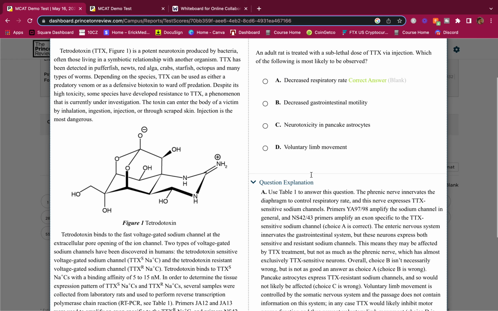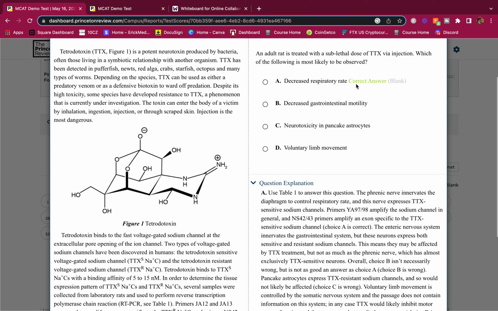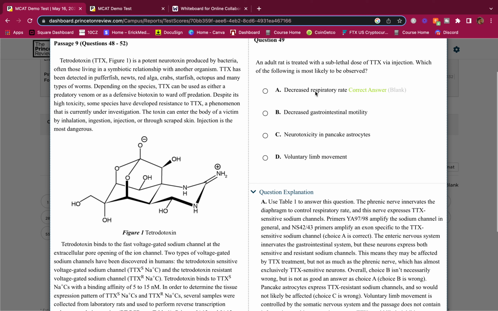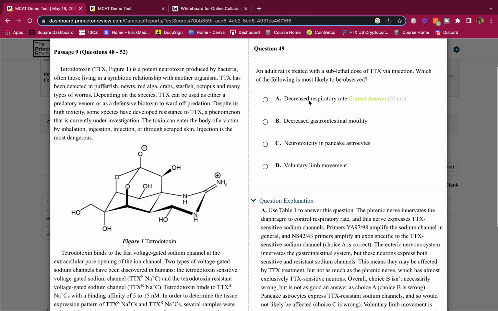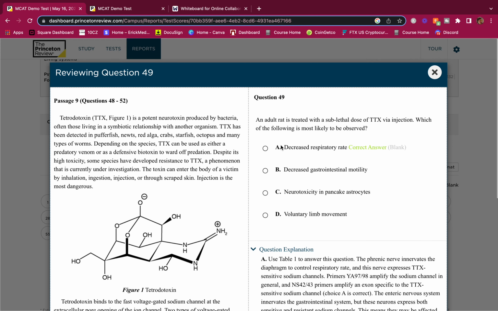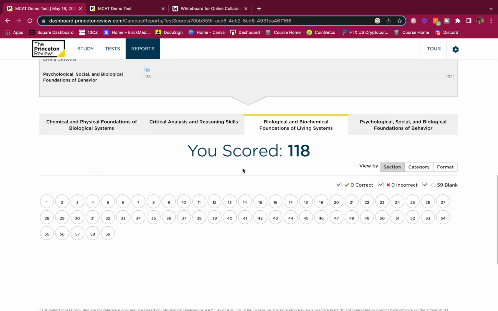For some reason, it's more affected the respiratory rate, because I guess that's more of your muscle contraction. Your diaphragm is always contracting because you're always breathing. So that would be more likely to be affected. That's how I kind of went at it. So don't worry about this question if you got it wrong. That's a little annoying. But anyways, guys, that's pretty much it.